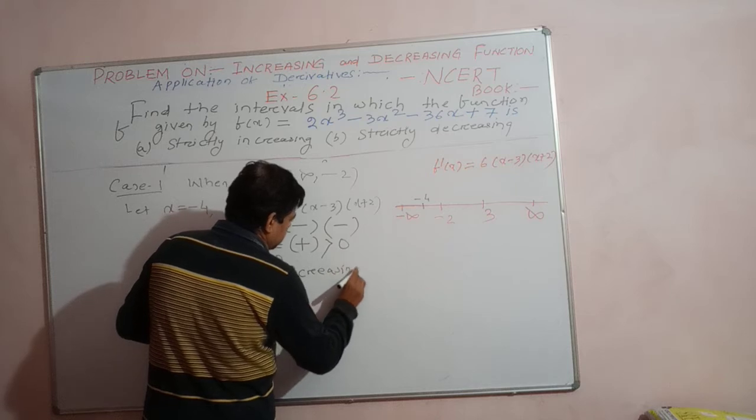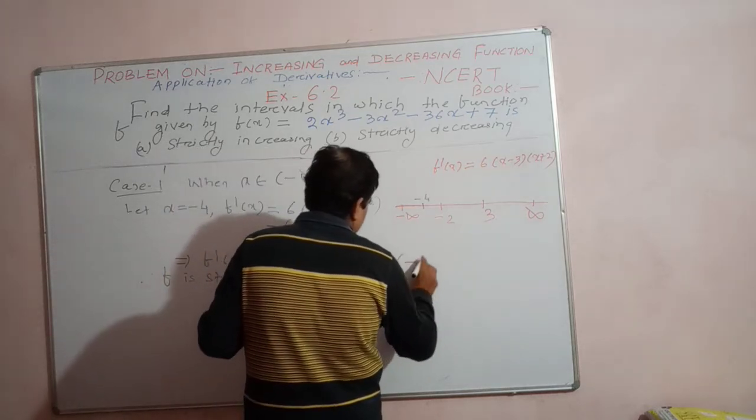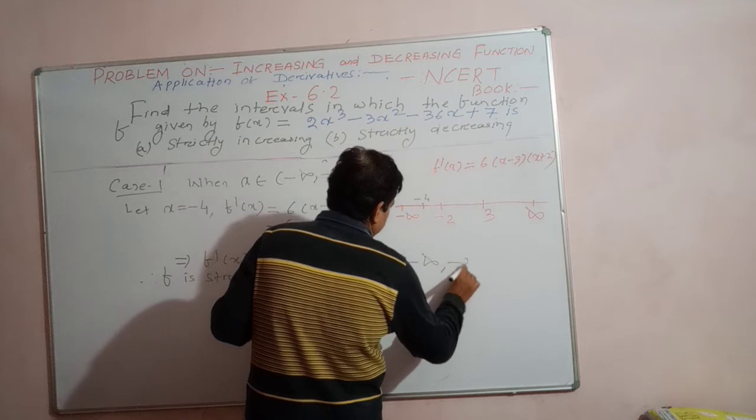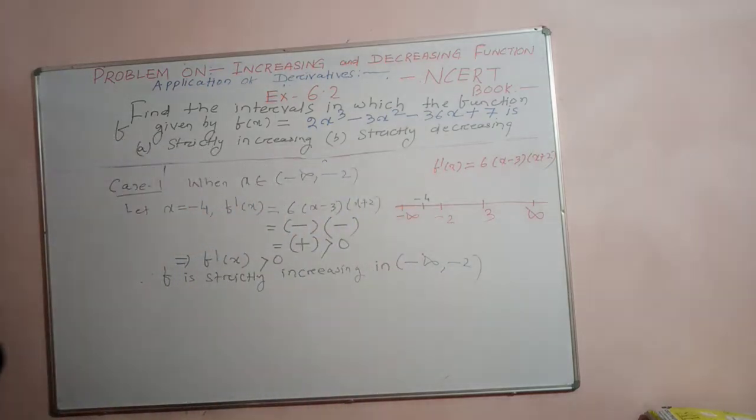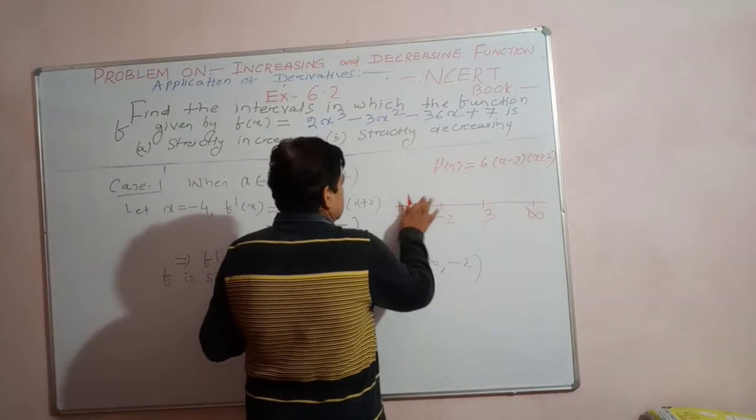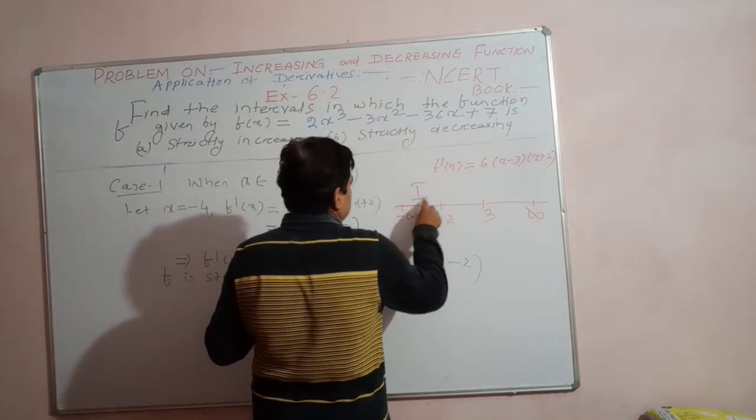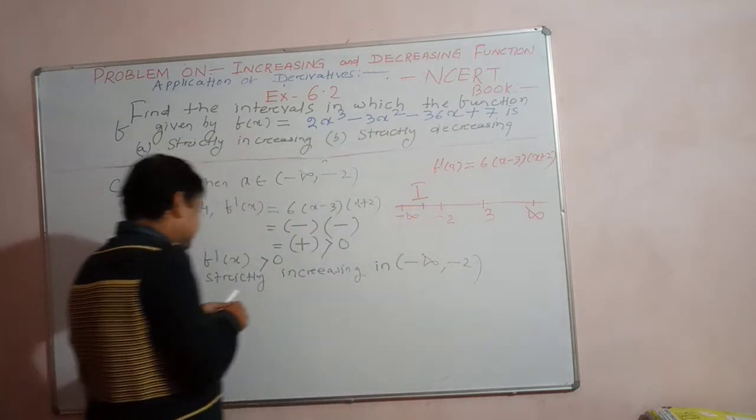Understand? Very simple question. Increasing in the interval minus infinity to minus 2. Right? Is it clear? The function is strictly increasing in the interval. So the function is strictly increasing. Understand? The second interval is minus 2 to 3.